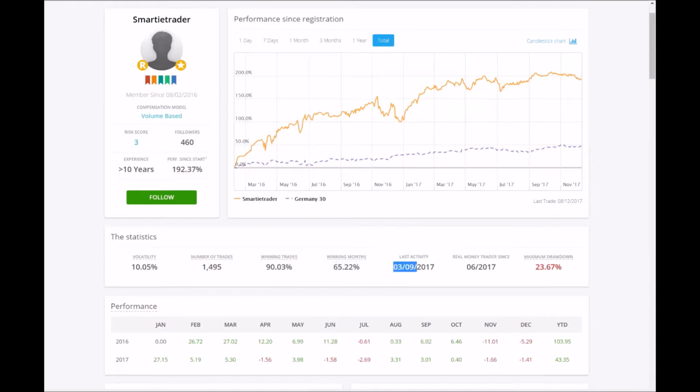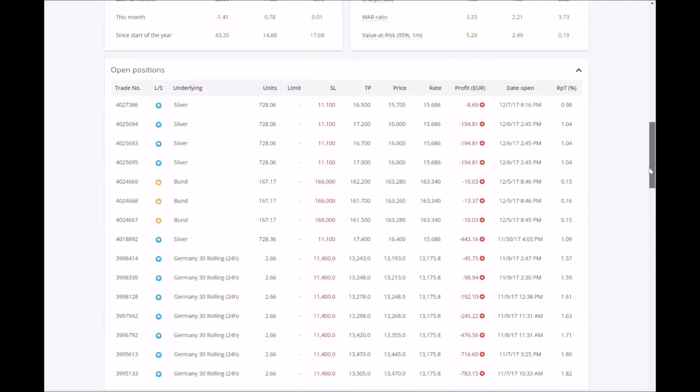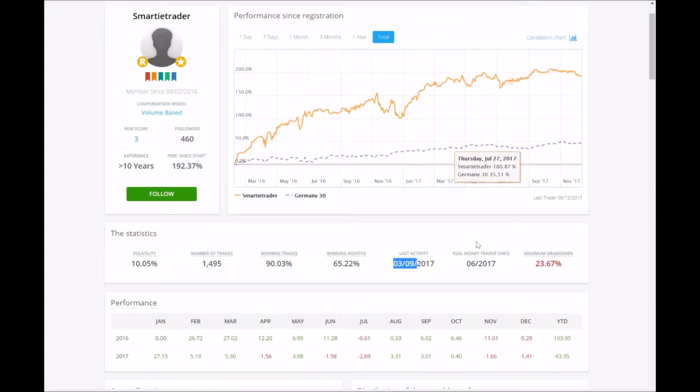Last activity, I think that's wrong actually, 3rd of September. I think they've traded since then. I think there's a bit of a glitch there. We'll ignore that. And then the interesting thing, even though we've got a track record going back to Feb 2016, they've only been a real money trader since June 2017. Okay, and you'll often see this, that some people will trade with a demo for a while and then will start trading with real money. So I think that's another thing to be aware of.